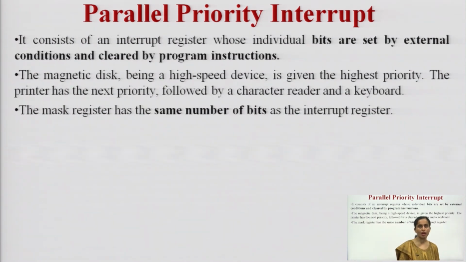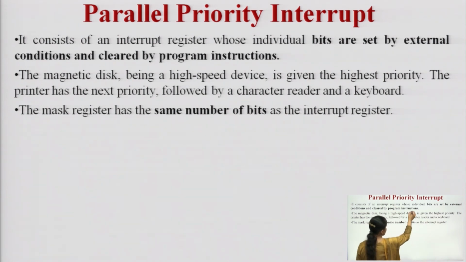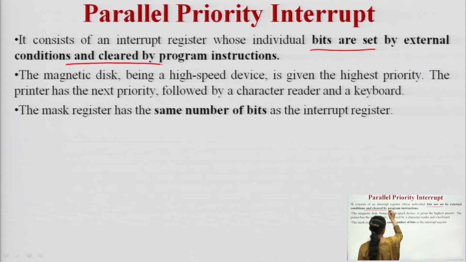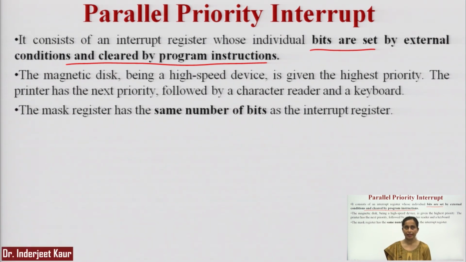So it consists of an interrupt register whose individual bits are set by external conditions and cleared by program instructions. The magnetic disk, as we have said, is a high speed device. It is given a higher priority, and the mask register has the same number of bits as the interrupt register.